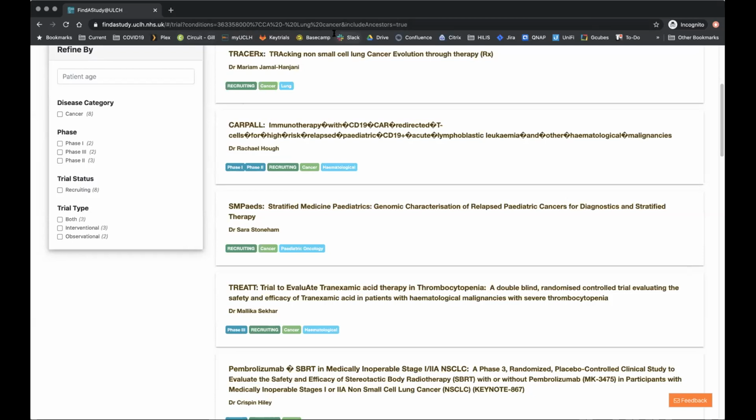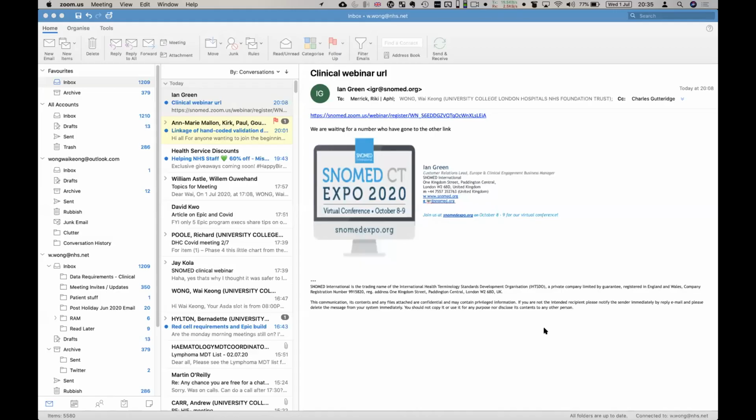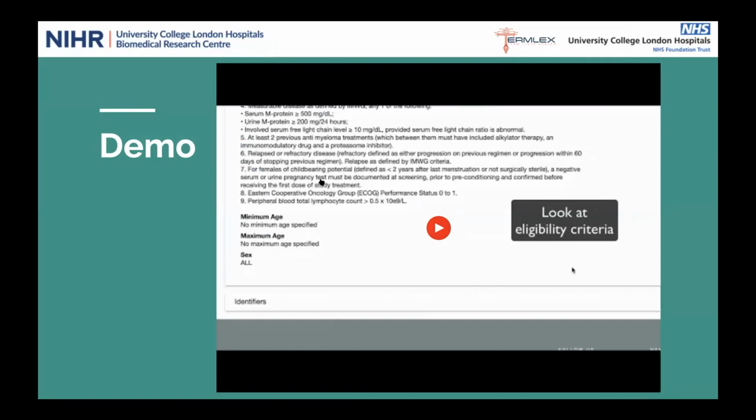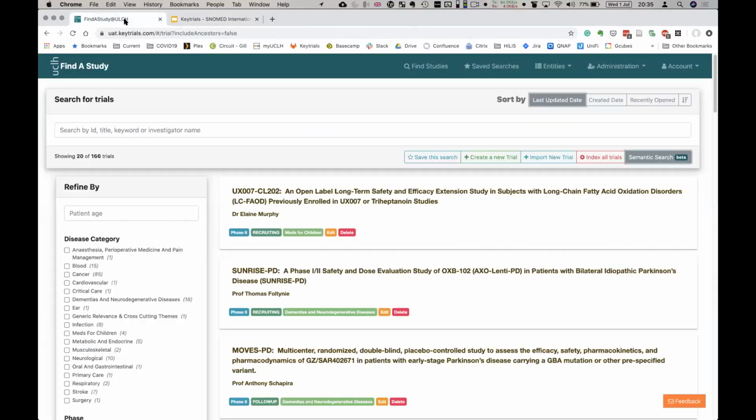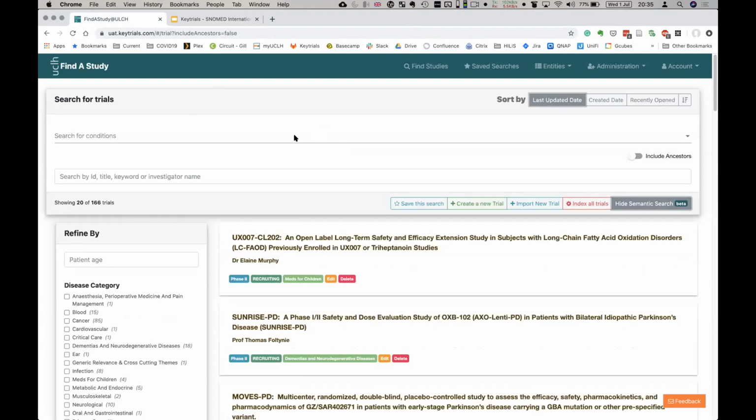I'm just going to stop this share again and show you a little bit of how it works in the background. I'm just going to share my screen, it's probably easier. Okay, so you can see what's happening. Let me do a semantic search again.